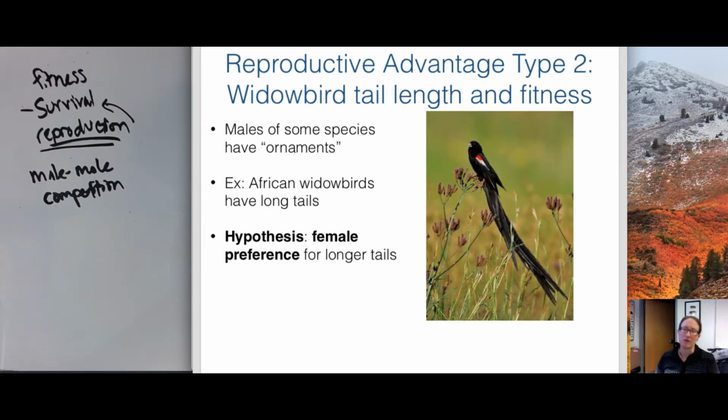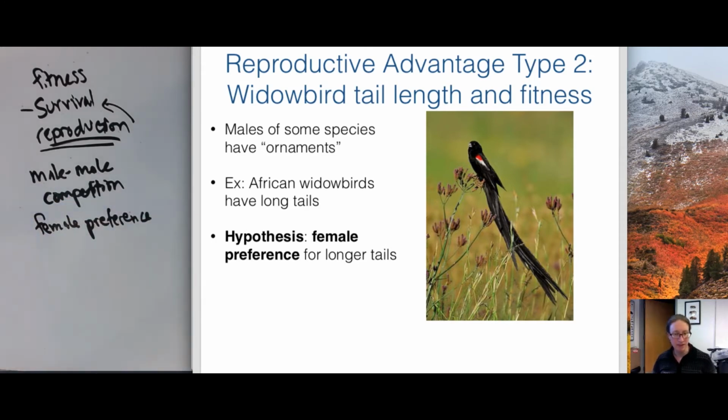Here is another type of reproductive advantage. So here's a bird called the widow bird, and you'll notice that this bird has this incredibly lustrous, glorious long tail. And again, this is the male. And this type of trait is common across many species, where males of a lot of different species have characteristics that we refer to as ornaments. So it's an exaggerated trait that doesn't really have a lot of practical utility as far as we can tell. Okay, so they have these long tails, and the other hypothesized type of reproductive advantage is referred to as female preference.